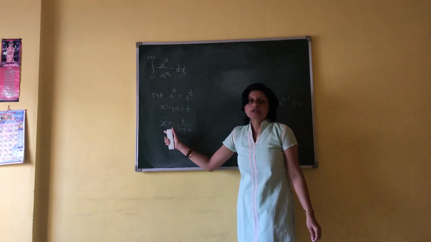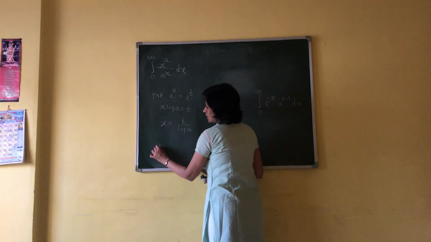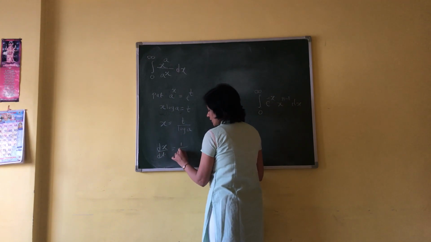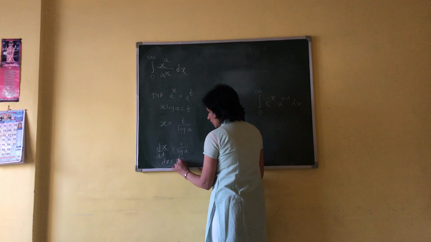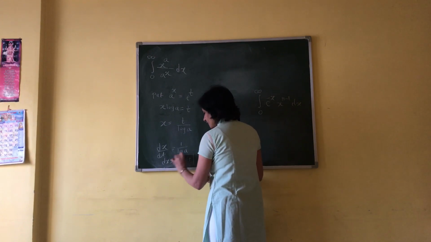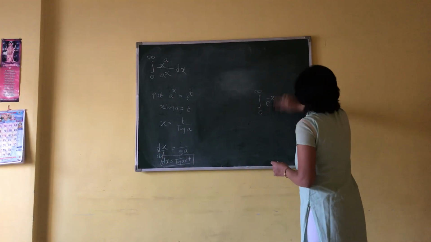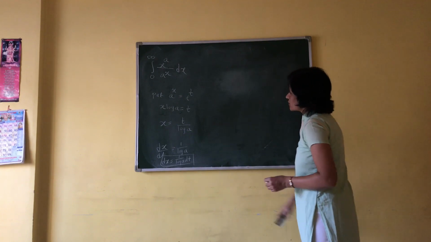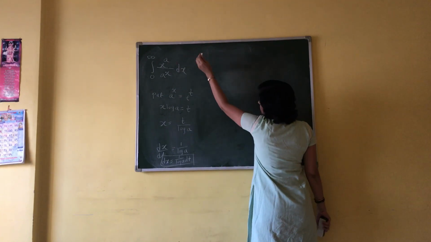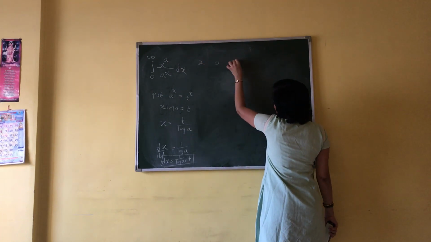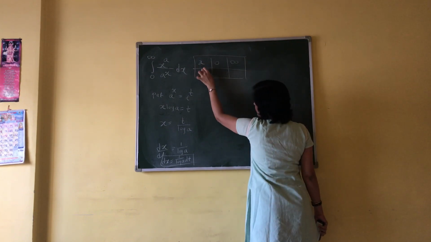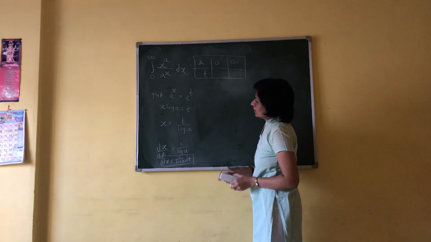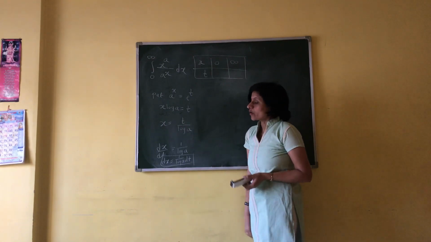Then differentiating x with respect to t, dx by dt is equal to 1 upon log a. Therefore dx is equal to 1 upon log a into dt. Find the limits of t using x. The limits of x are 0 to infinity. To find the limits of t, use the path x is equal to t upon log a.